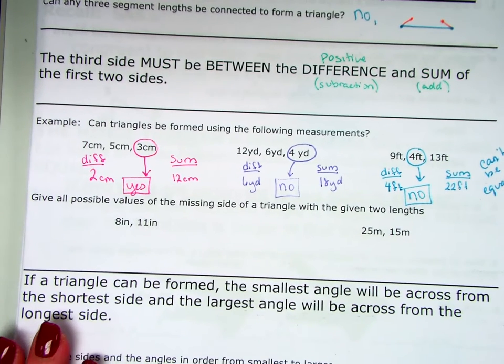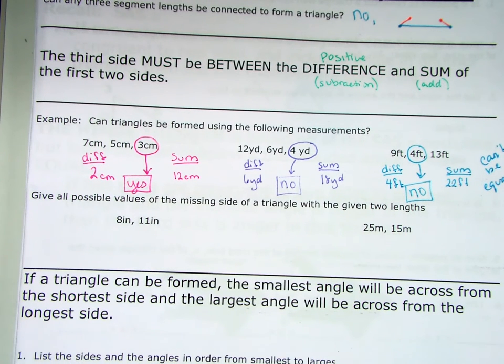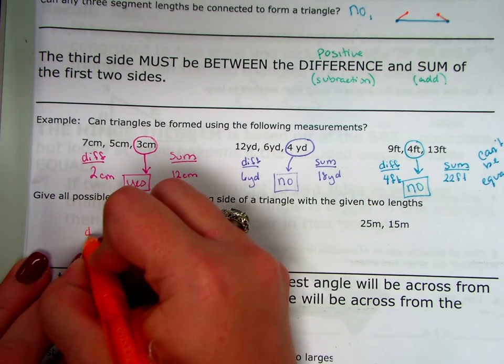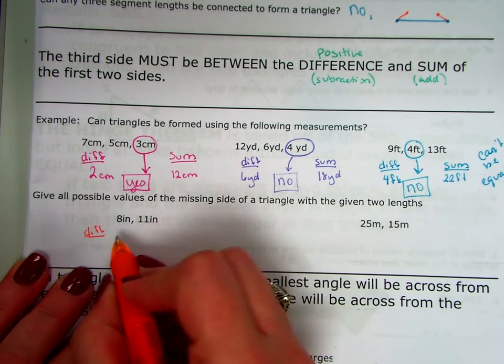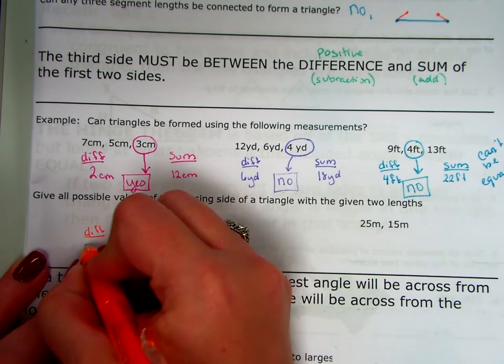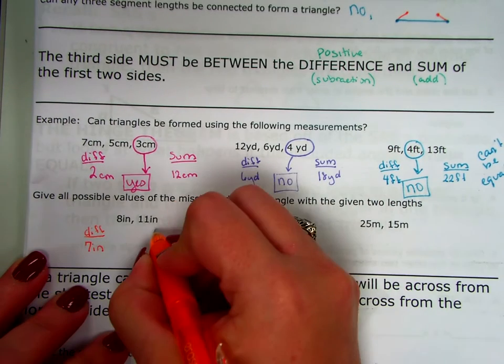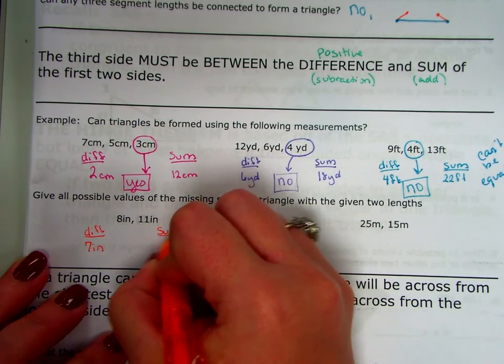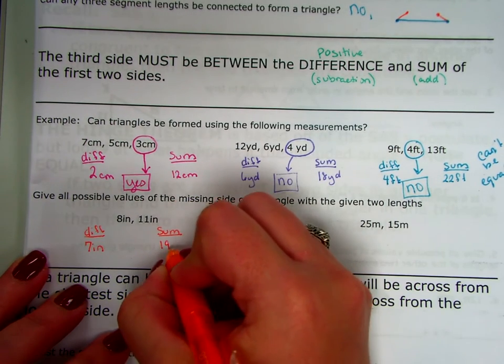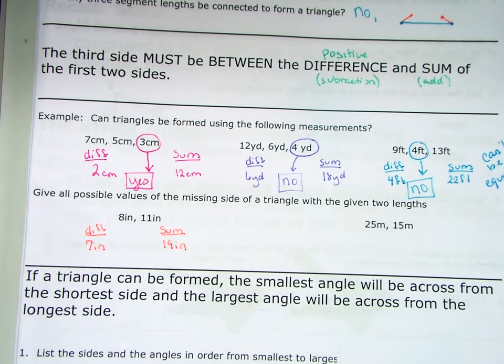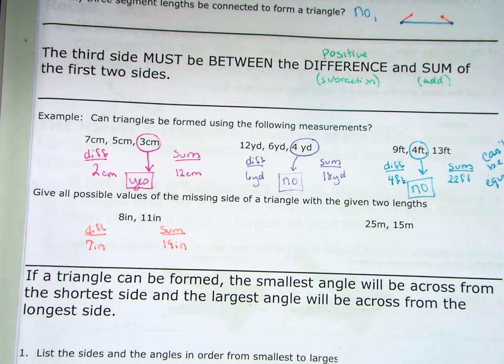Alright. Give all possible values of the missing side of a triangle given 2 lengths. So I know 2 are 8 and 11. I want to know what possible values I can use for the third side. If I look at the difference in the first 2 sides that I know, that's going to be 3 inches. And if I look at the sum, that's going to be 19 inches.